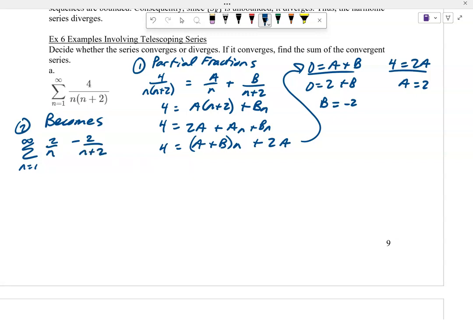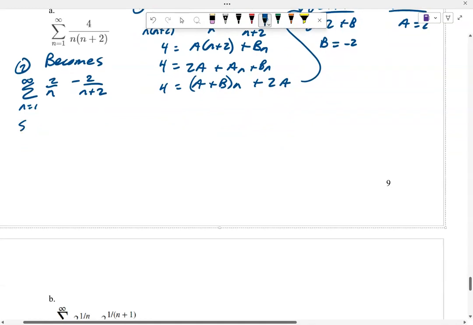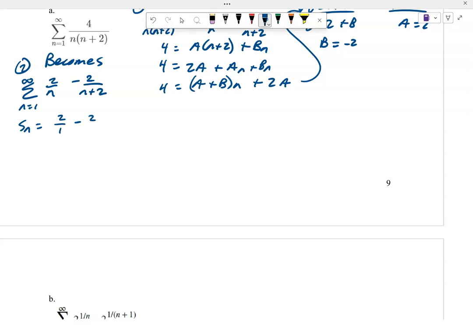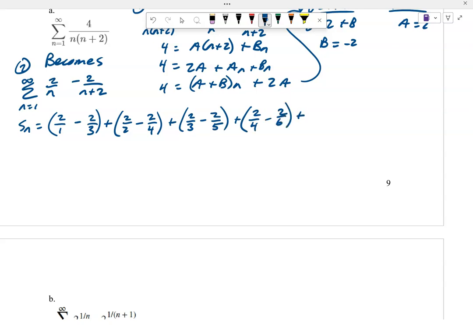And so if we write out the sum of n terms, I'd have 2 over 1 minus 2 over 1 plus 2 plus, now I'm going to let n be 2. So I got 2 over 2 minus 2 over 2 plus 2, plus, plus.